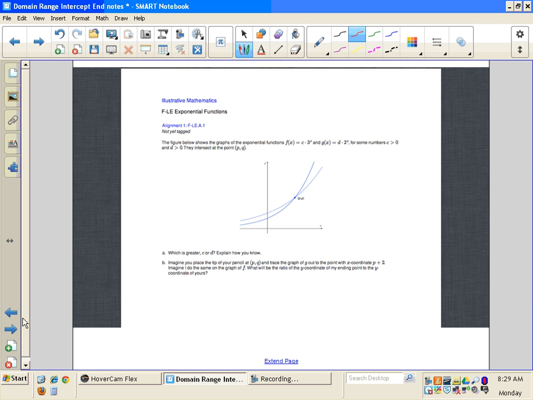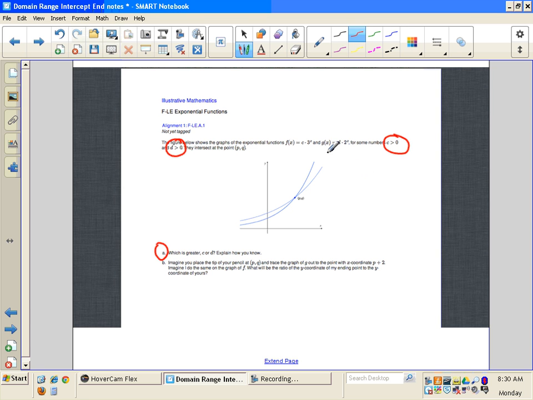Let's look at the last page. Here's a little example that you might see on a standardized test, and it says, sorry it's so small, but it says the figure below shows the graphs of the exponential functions f of x equals c times 3 to the x, and g of x equals d times 2 to the x, for some numbers where c has to be greater than 0 and d has to be greater than 0. So that just means we're not going to have negatives. They intersect at the point P, Q. And we're going to only try and answer this part here, part A.